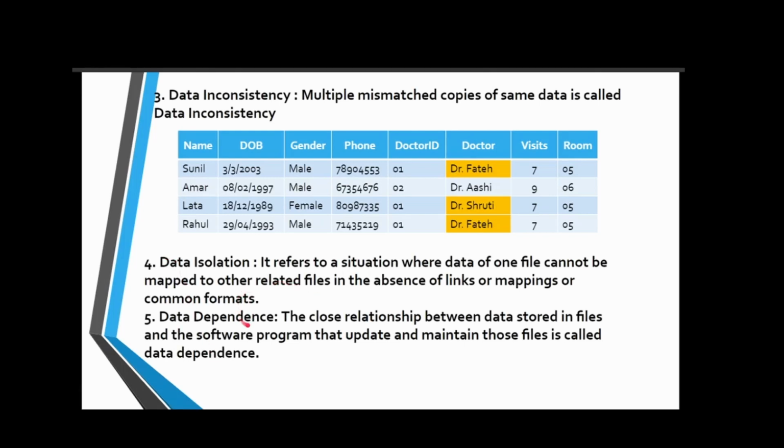Come to data dependence. The close relationship between data stored in files and the software programs that update and maintain those files is called data dependence. For example, when a customer ID is related to the customer name only, and if a reference to the customer ID is taken in another table, say the order table, then we say data is functionally dependent. That customer ID in the order table is dependent on the customer table, because in the customer table the customer ID is mentioned. So this is called data dependence.